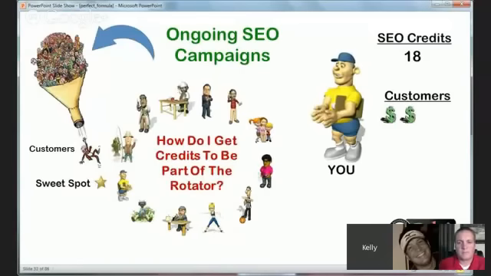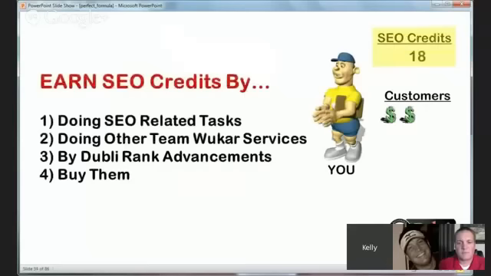And how do I get credits to be part of the rotator? It's really pretty simple. You can earn SEO credits by doing one of 4 things. First, doing SEO-related tasks, and what do I mean by that? Every SEO campaign has different components to it, and there will be a video that explains exactly what to do, and you just go complete that task, and guess what? You get credits or points.